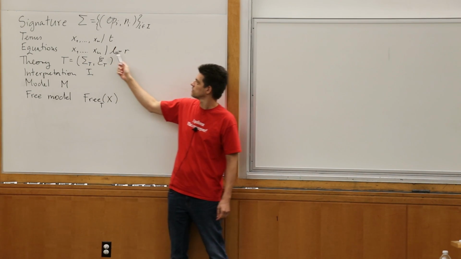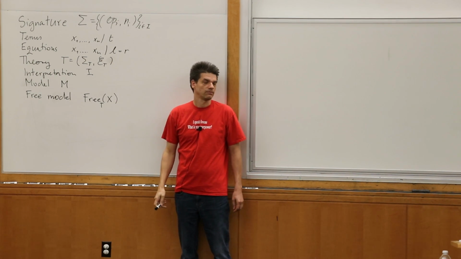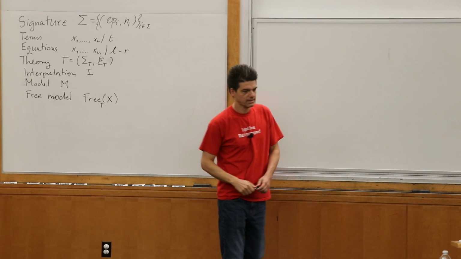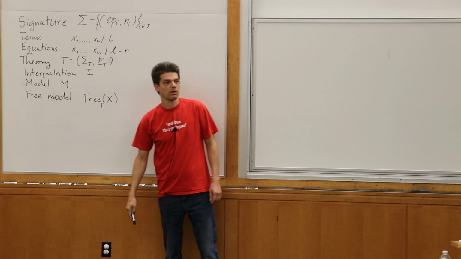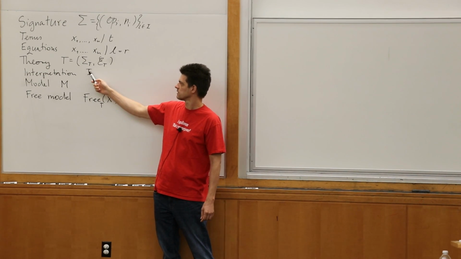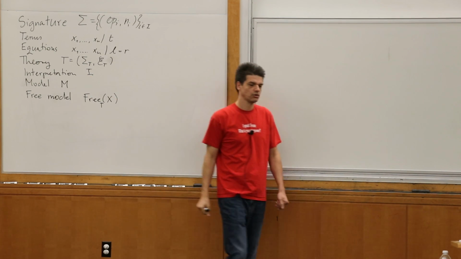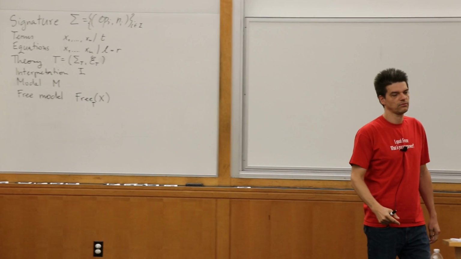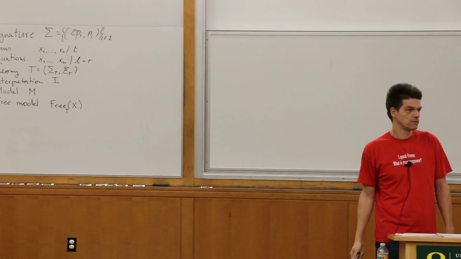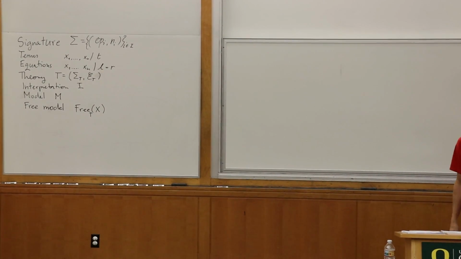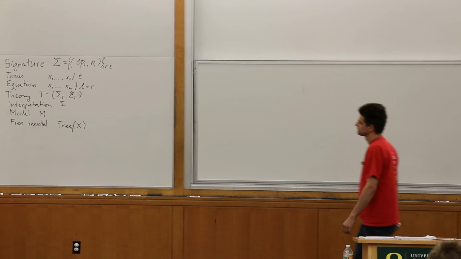And then you can write down equations between terms. And then a theory is a signature together with some equations. So that was the form of an algebraic theory. And then we spoke about models. Before we speak about models, we explained what an interpretation was. The way that you give an interpretation, you give a carrier set. And then you have to explain for each of the operation symbols which map on the carrier set it's supposed to be. And then a model is an interpretation which satisfies the equations. And then I spoke about free models.